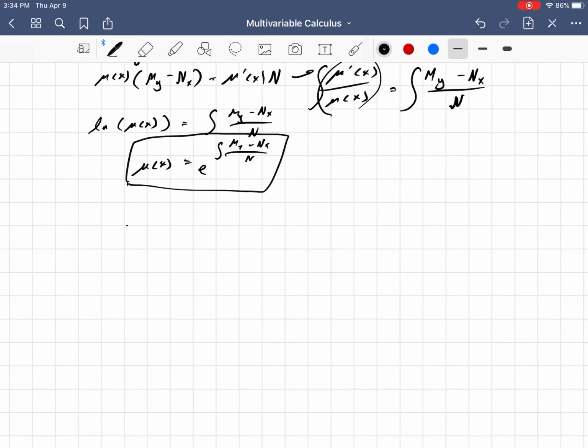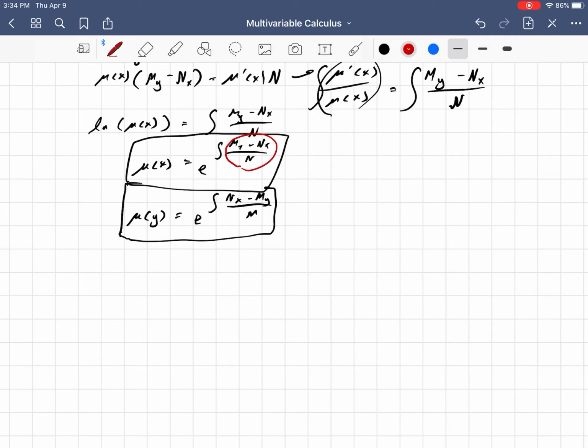Pretty cool. If we do this with respect to y, you can either do it yourself, or you can just believe me that it's e to the integral of N sub x minus M sub y over M. And so these are the two special integrating factors that may or may not work, but it's good to have them in your bag of tricks, so to say.